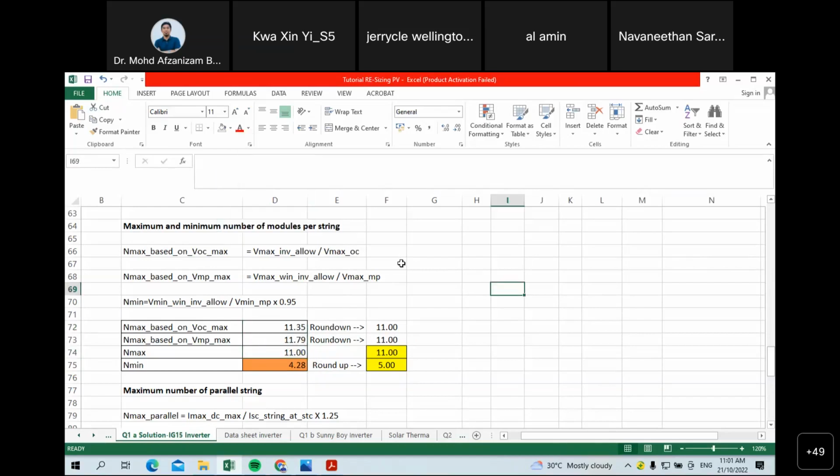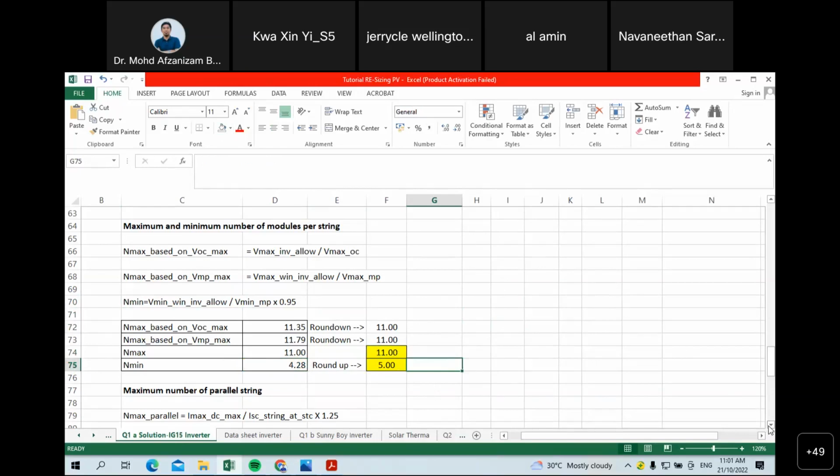And then to determine the minimum number in your string, we just go V min window inverter allow, divide by the V min MP 0.95. So we get 4.8, which we round up to become 5.0. So in other words, guys, to analyze your configuration of array, it should start from PV 5 units up to 11 units. So this is the thing.